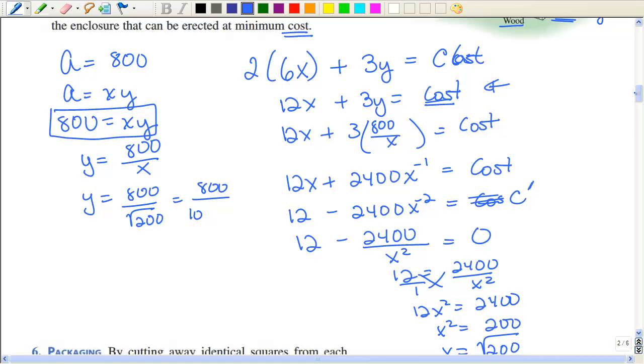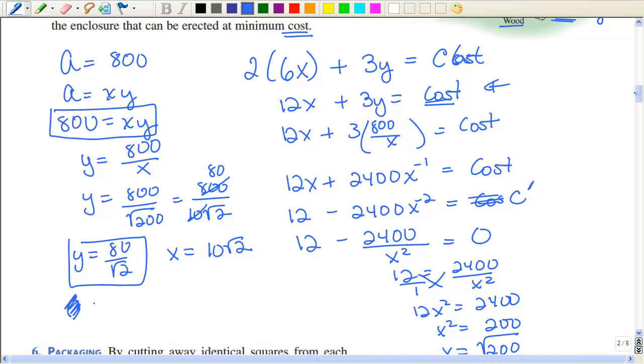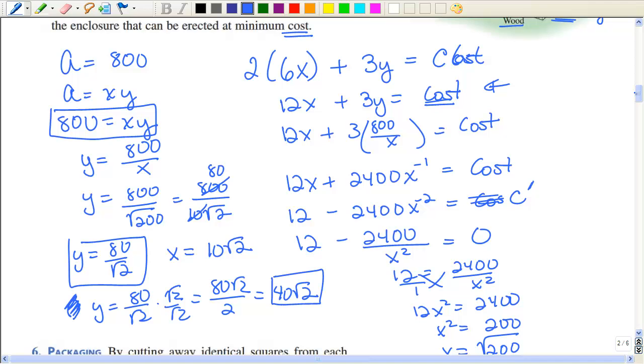The square root of 200 is 10 times the square root of 2. So that would go into 800 80 times. So I have y is 80 over the square root of 2, and x is 10 square root of 2. You could leave your answer like this, but if you wanted to rationalize it, you would multiply by the square root of 2 over the square root of 2, and then reduce. So we have one side of the fence to be 40 times the square root of 2, and the other to be 10 square root of 2 in order to minimize the cost.